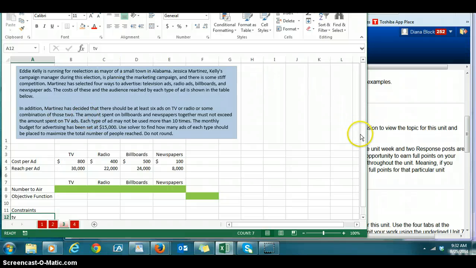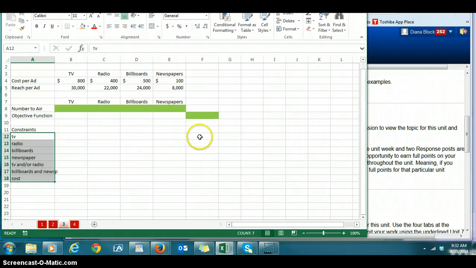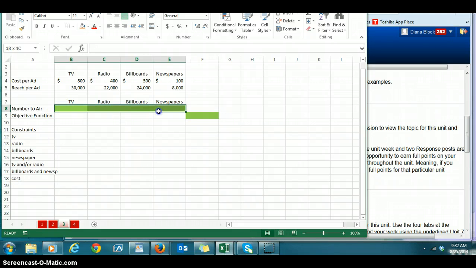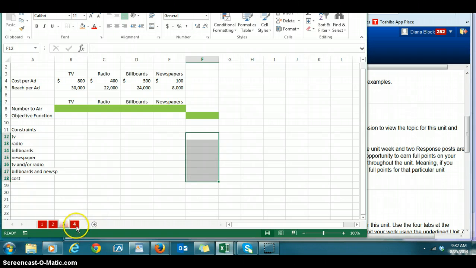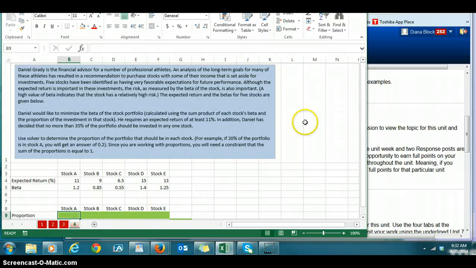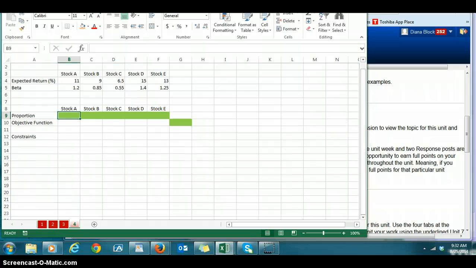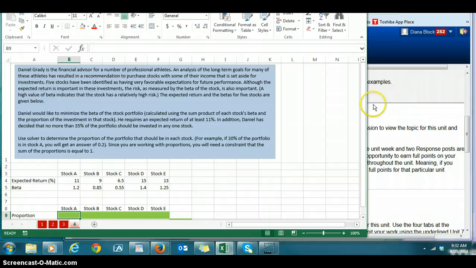So you're going to work through all of your constraints, and you're trying to maximize reach by changing the different types of ads subject to these constraints. And there is a problem very similar to this one that's actually in the textbook that you can use as a guide as well. And then the last problem for this unit on linear programming is our stock problem here. So you've got 3 paragraphs up here in blue to give you the instructions.